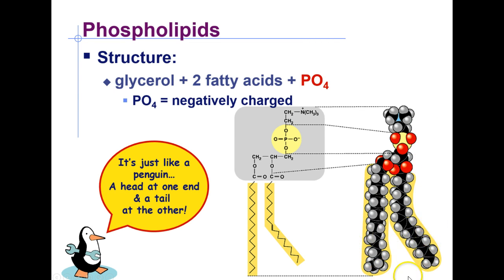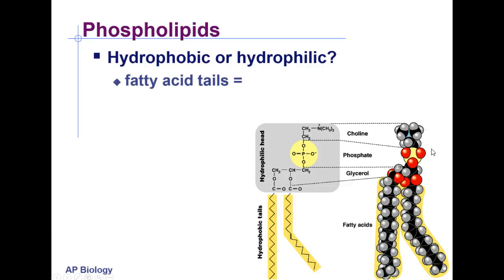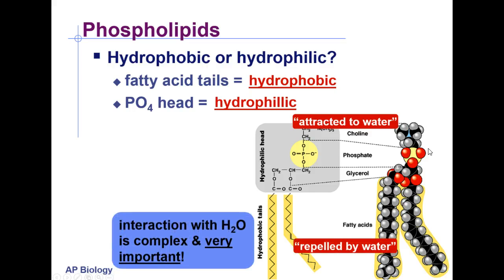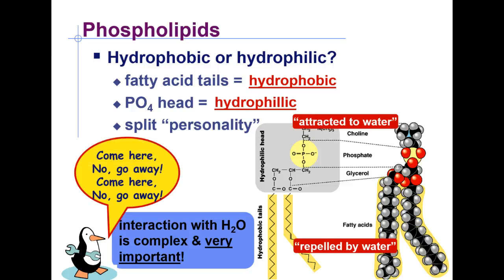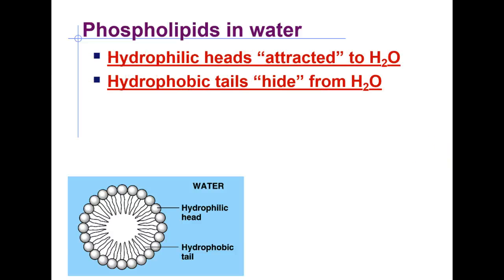But the other end is uncharged, so this end is still hydrophobic. It doesn't like water. This end, because it's charged, it doesn't mind water. So when we put these in water, they tend to form rings or membranes just naturally. This becomes very important for setting up the structure for our membranes. Here's an example of that.